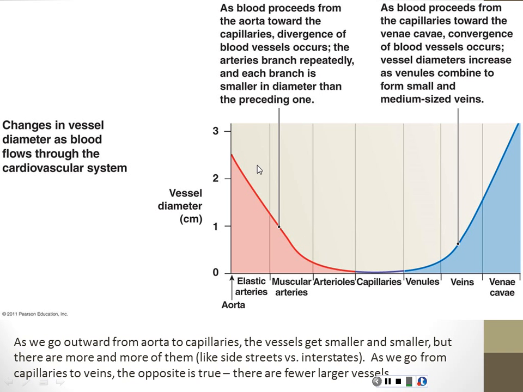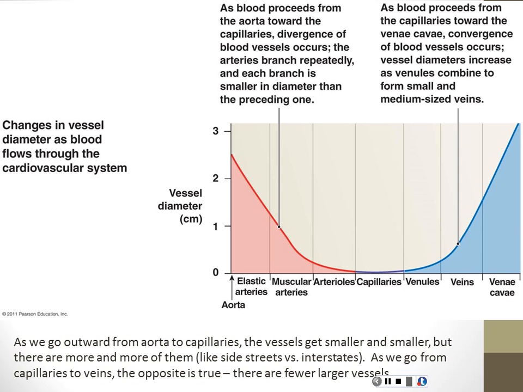So what do we see here? Well, this is sort of intuitive. As the vessels divide, they get smaller. So the aorta has the largest diameter. The arterioles have the smallest of the arterial diameters. The capillaries are the teeny tiniest, right? And then we come to venules, veins, and the vena cavas, and they get bigger again, right?